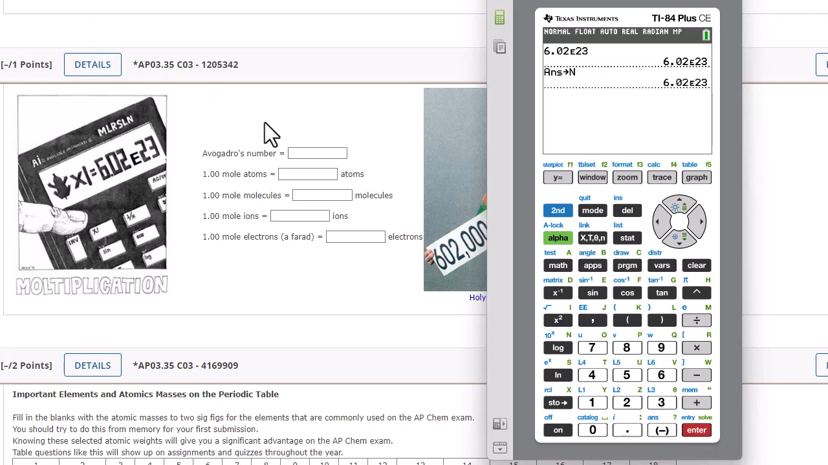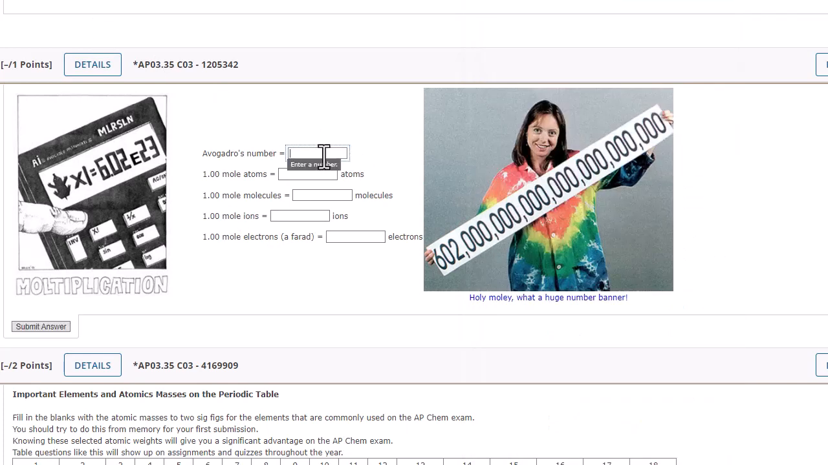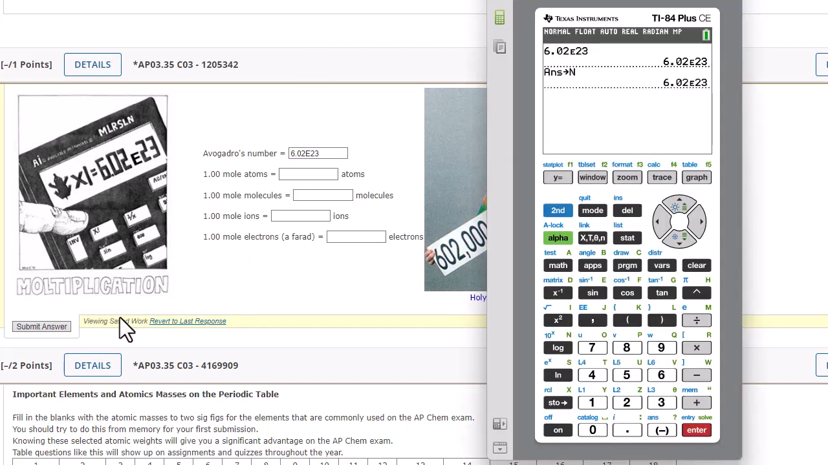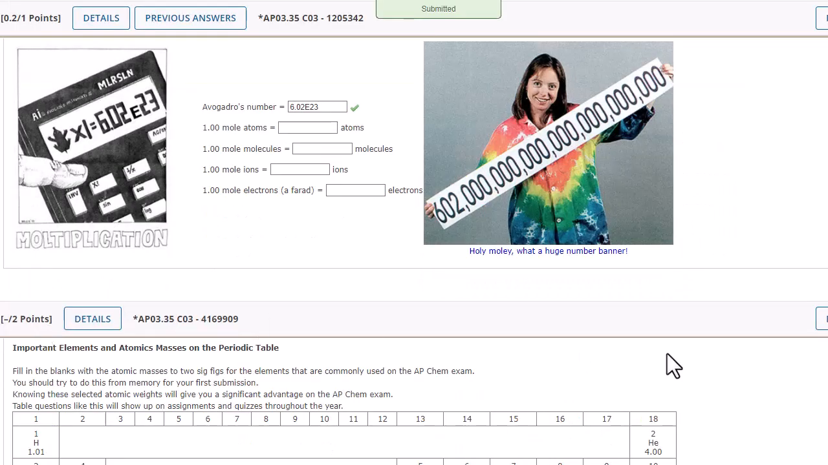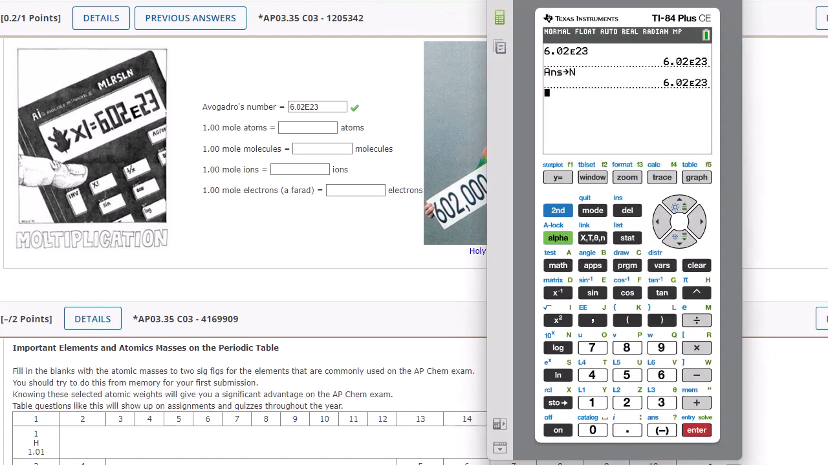So if I had to put in Avogadro's number here on a WebAssign, I'd go 6.02 E23, because WebAssign prefers scientific notation done with this E notation. I'll submit and I'll get that green check mark from WebAssign. Indeed, there it is.